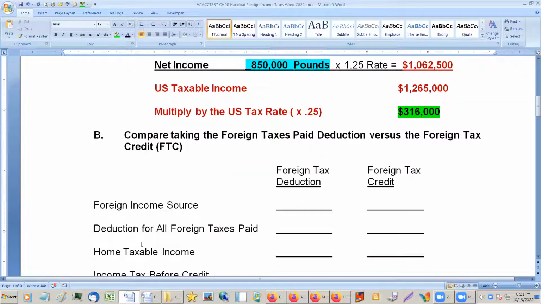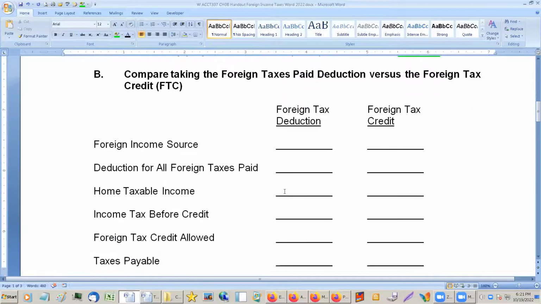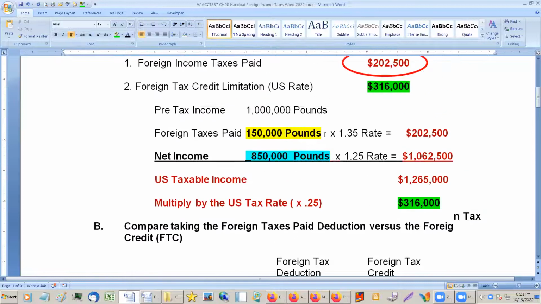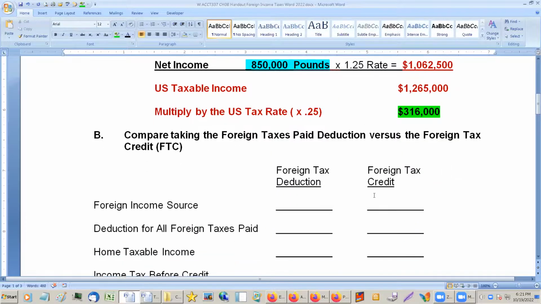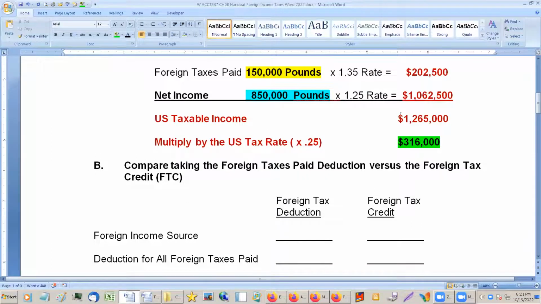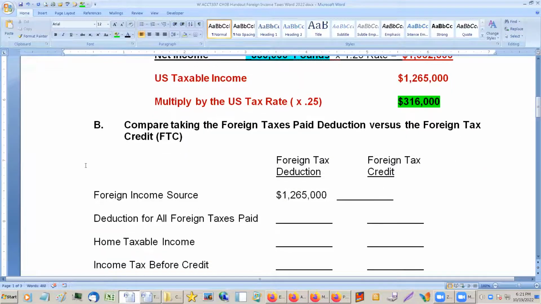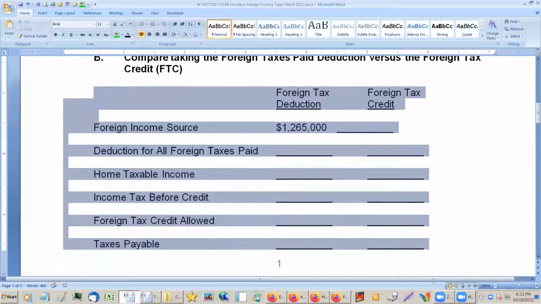Okay. Coming down here, there actually is a choice. You can take the foreign tax deduction or the foreign tax credit. Now, in this case, it's going to look kind of silly because the credit's going to be far and away the better way to go. Okay. So the foreign income source would be 1,265,000 for both of these. Bold all these.